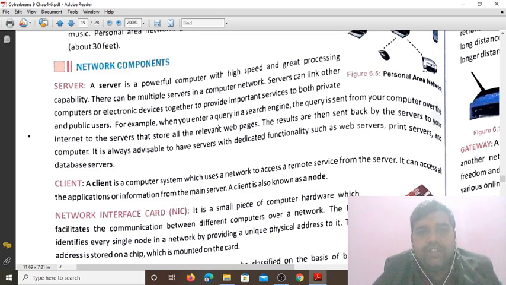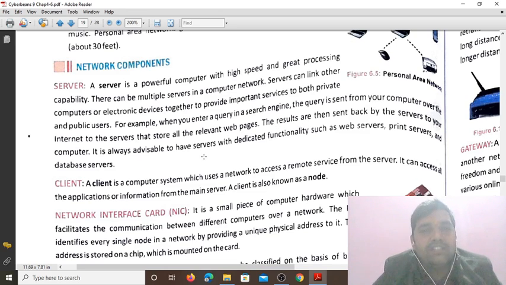For example, when you enter a query in a search engine, like Google, this query is sent from your computer over the internet to the servers only. And this server stores the relevant web pages. So after processing your request, the server gives the response by sending that web page code to the computer, to the client who has sent the request. Now the results are sent back by the server to the computer.